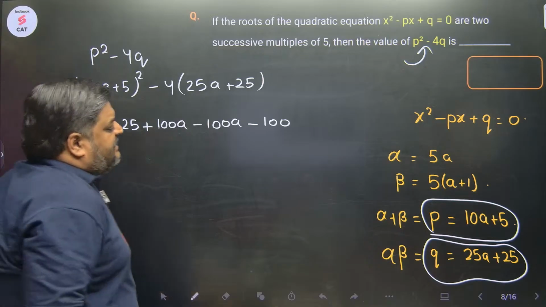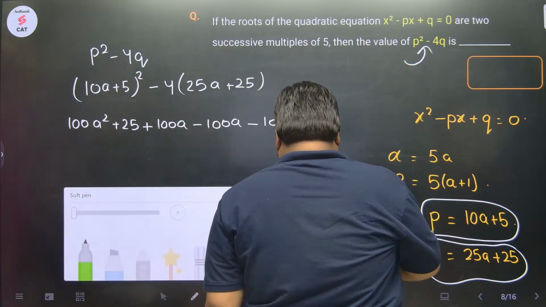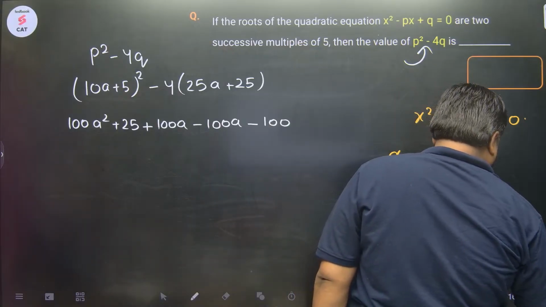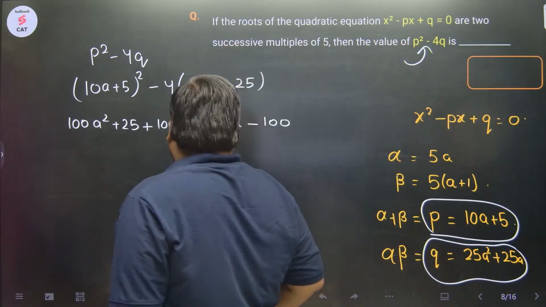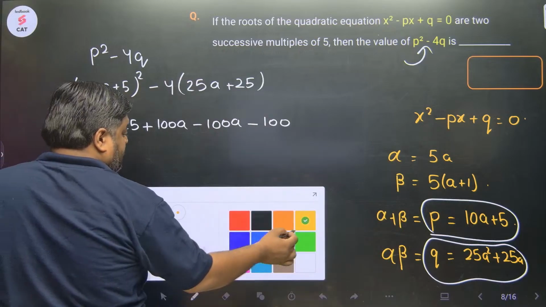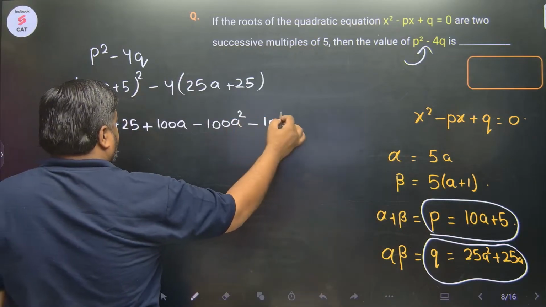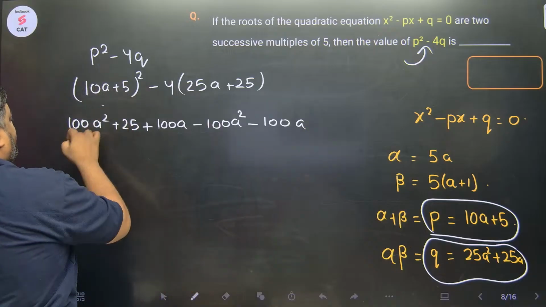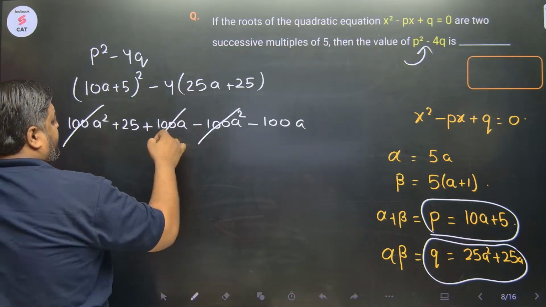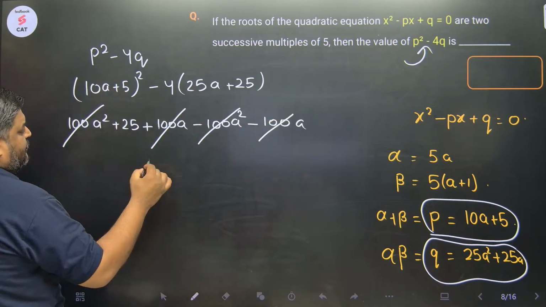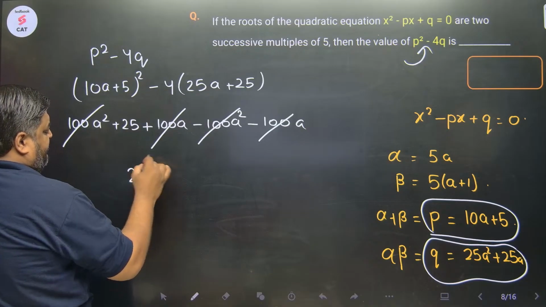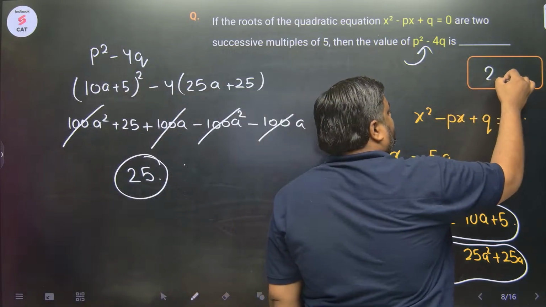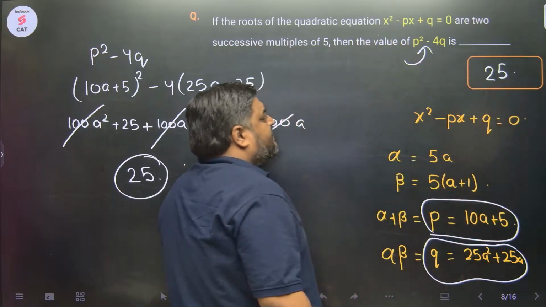This is 25a square plus 25a. So this becomes 100a square minus 100a. 100a square cancels out, 100a cancels out, 25 is left. So the answer is 25.